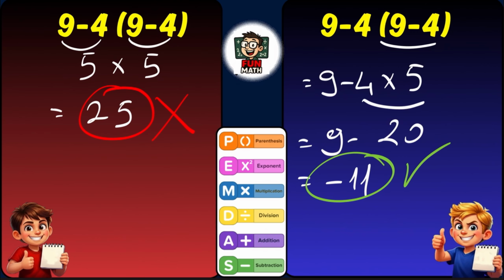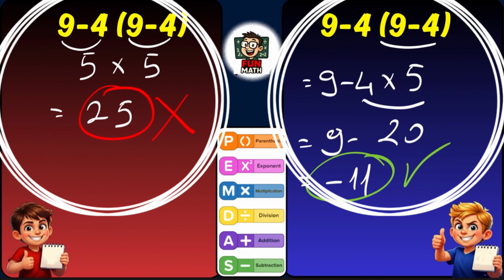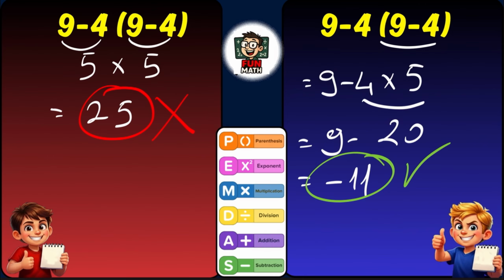Great job. Today, we learned the wrong answer, the correct answer, and the rule behind it. I hope it makes sense now.